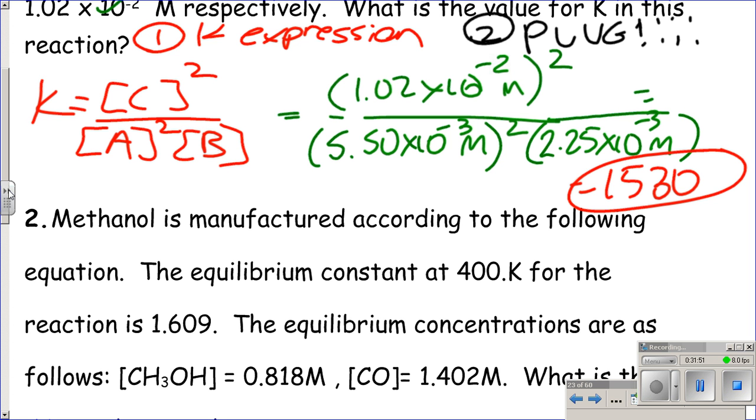Who got this? I got 50. 5 people out of 30. Wait, is that an exact answer? No, it's 1528. What do you notice I did not put at the end here on my answer? No units. Good. No units on your K value. They never have units. All right, you can recalculate that on your own time. We're going to complete the rest of these.